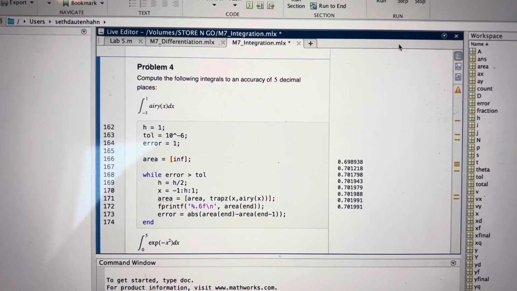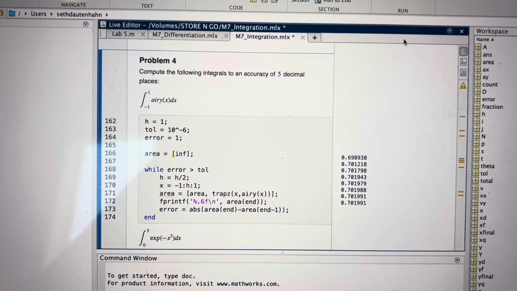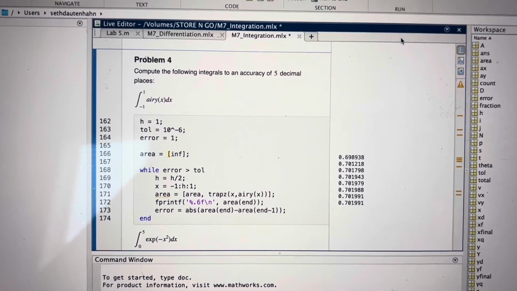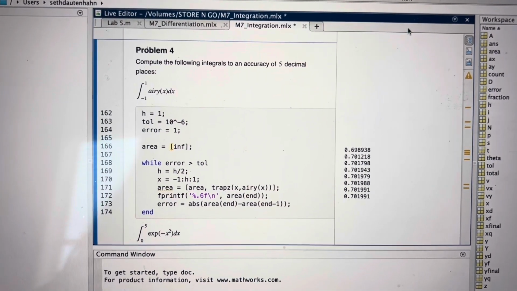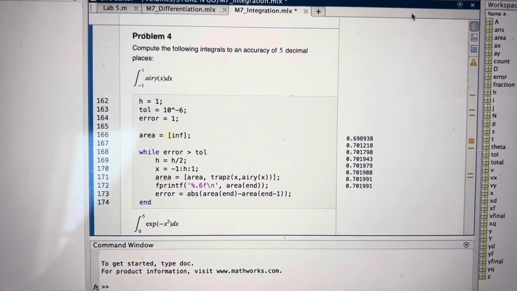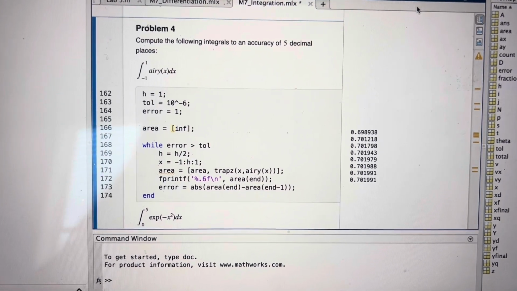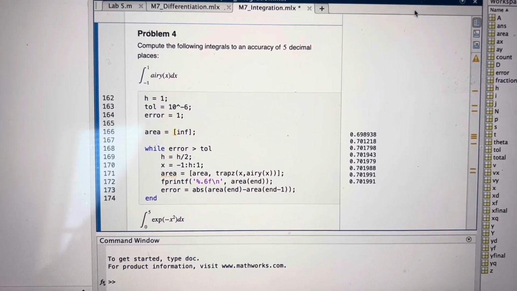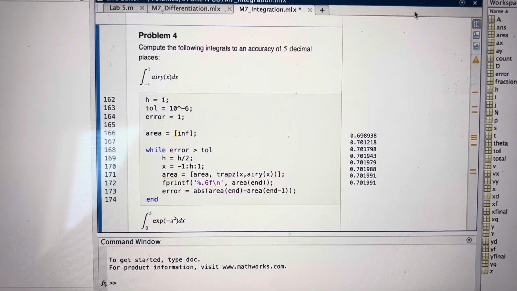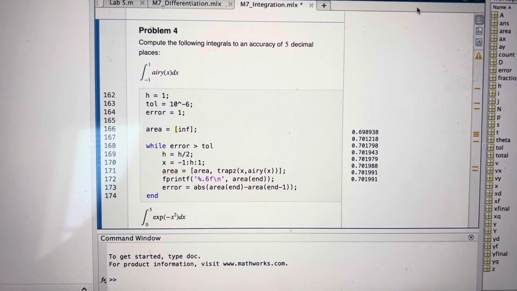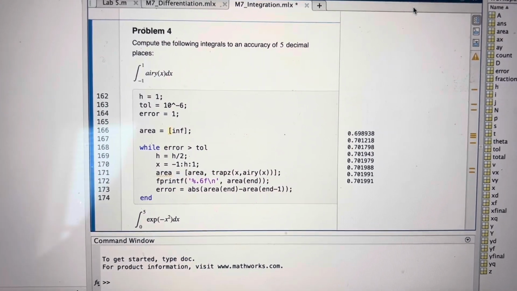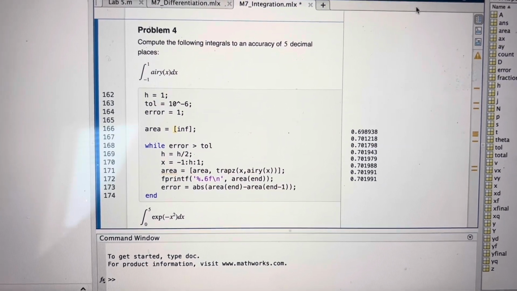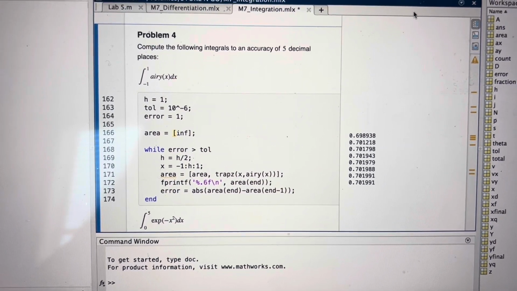Our tolerance is going to be 10 to the -6. So that's going to allow us to get those 5 decimal places. And then our error is going to be 1. Our area is going to be infinite, and before the while loop, we just want to make sure that we have our area defined and it's any number. And then while error is greater than tolerance, we take our step size h and divide by 2, and that's going to become our new step size.